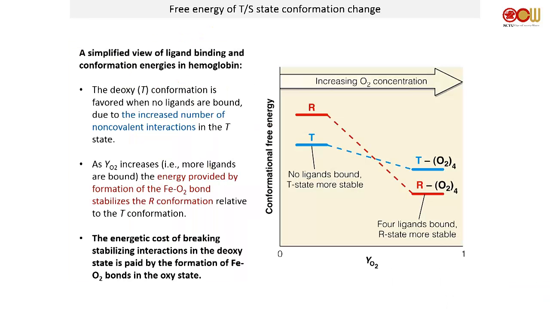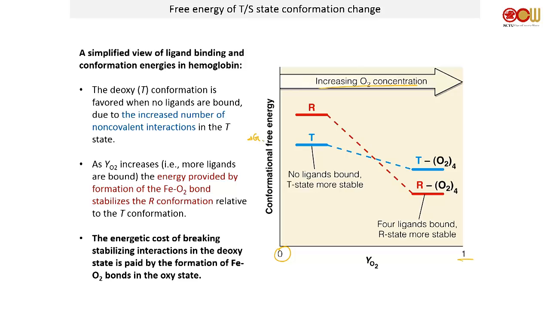We can have a simplified view of ligand binding and conformation energies in hemoglobin. So we have increasing O2 concentration from 0 to 1. Initially, at 0 O2, the T state is more stable. Therefore, this is delta G. The T state is more stable. Why? Because you have a bunch of salt bridges, and having salt bridges links the proteins together, and everybody is happy. Even though your heme is not happy, that's fine.